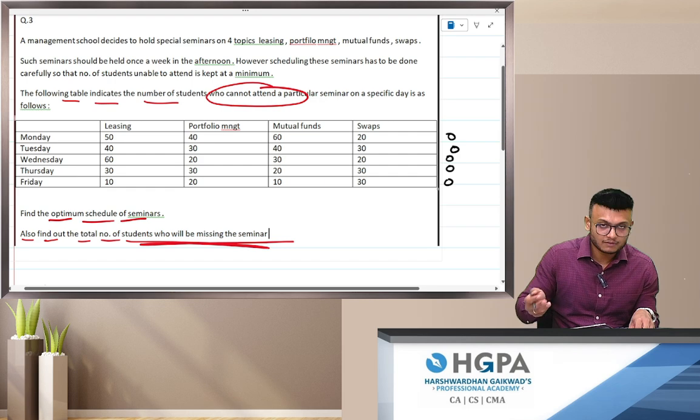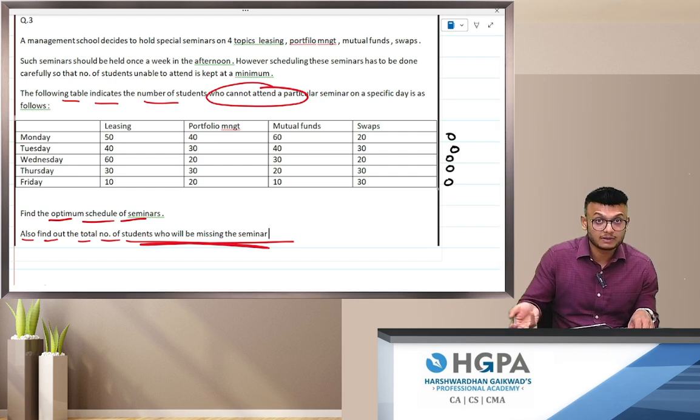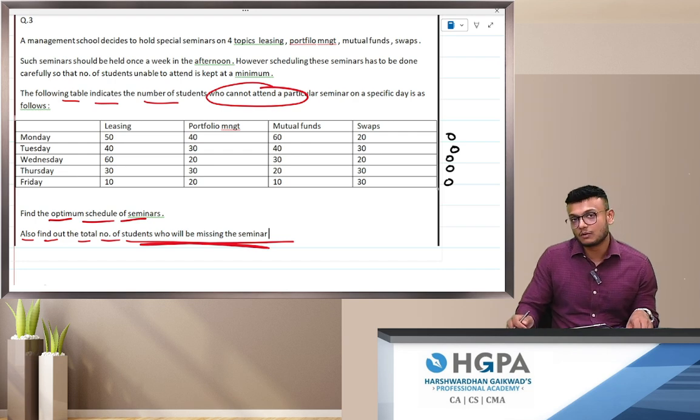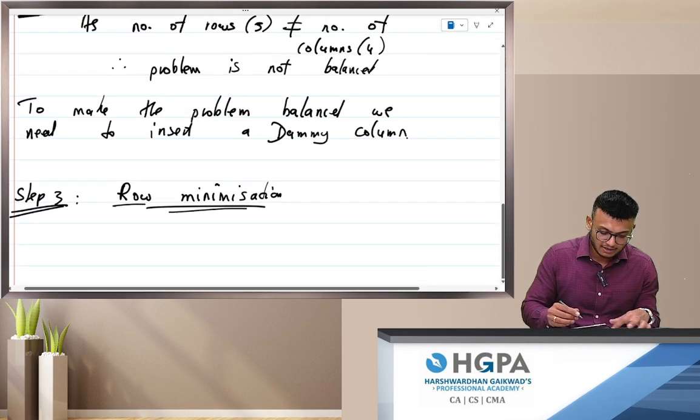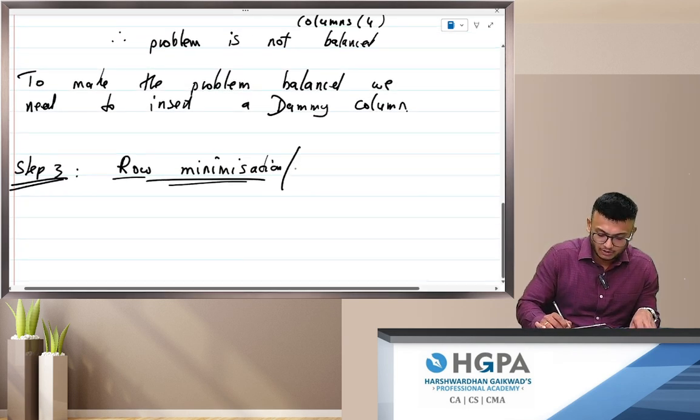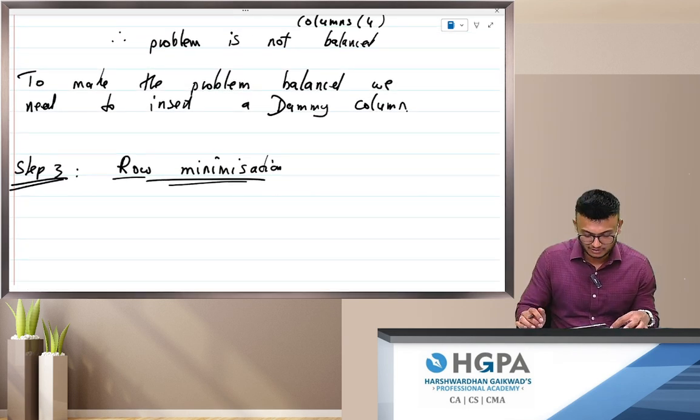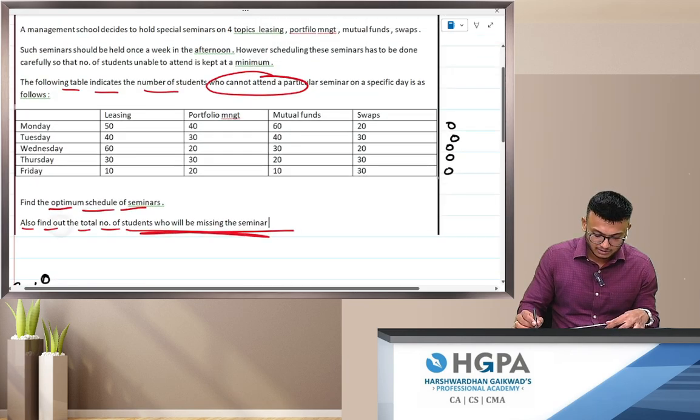So what do you do? 50 minus 0 will become 50, 40 minus 0 will become 40, 60 will become 60, 20 will become 20. So the point is, the moment you have a 0 in any row, the answer becomes the same. Okay. So what I'll do is I'll write the rows separately.